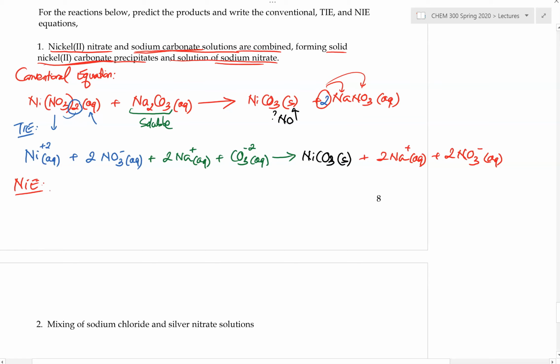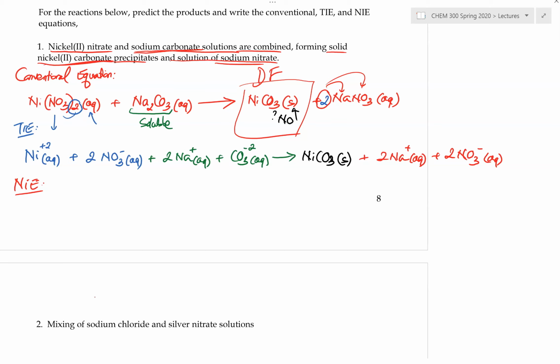To write the NIE, we need to identify and remove the spectator ions, right? In this case, if I didn't have to write the TIE, I would be able to write the NIE as follows. I will see that this is my driving force for this reaction: the formation of this solid. And this solid consists of nickel and carbonate. So on my NIE, I have nickel +2 and carbonate -2 coming together to form nickel carbonate. That will be left behind on my NIE if I were to skip writing the TIE.